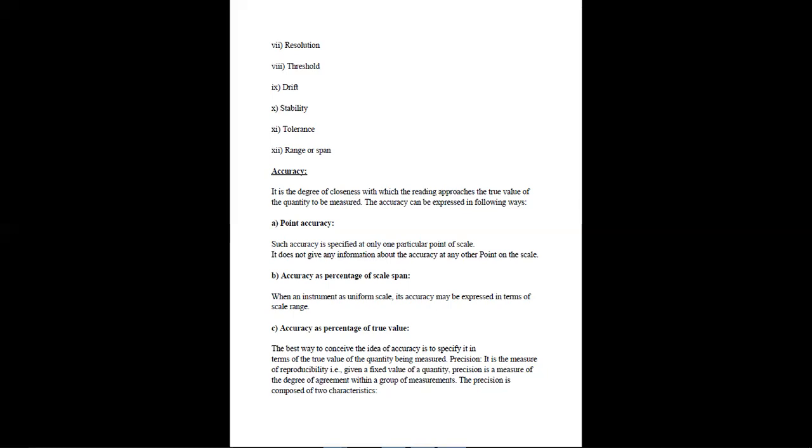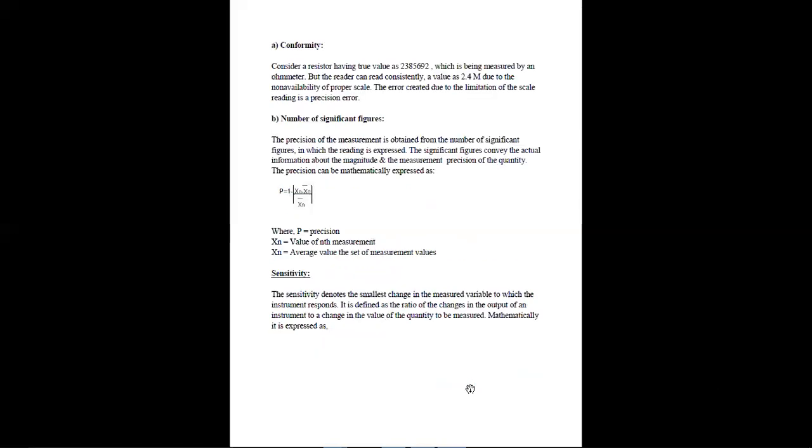The second characteristic is precision. Precision is the measure of reproducibility, that is, given a fixed value of a quantity. Precision is a measure of the degree of agreement within a group of measurements. Within a group of measurements means the instrument gives the same value again and again. This is called precision. It is composed of two characteristics: first one is conformity and second is number of significant digits.